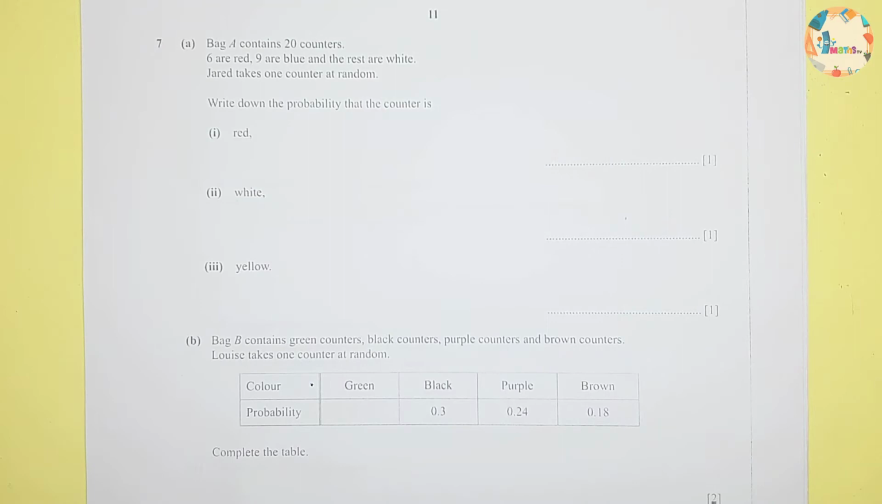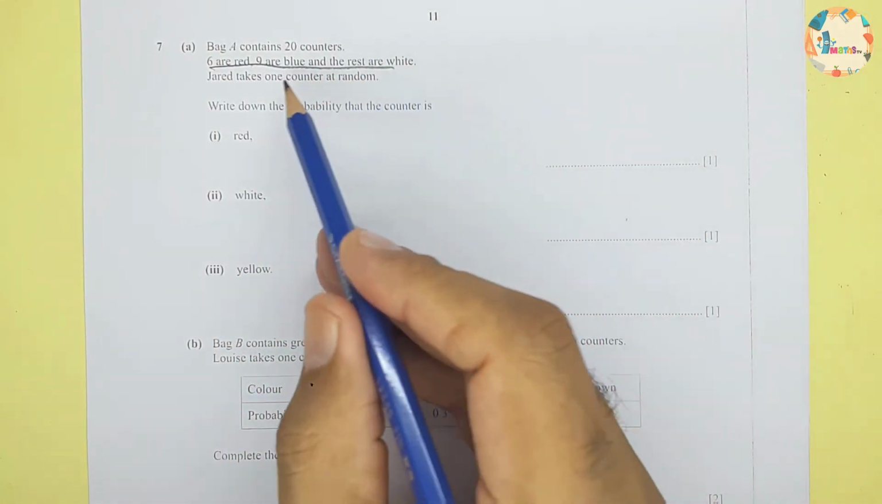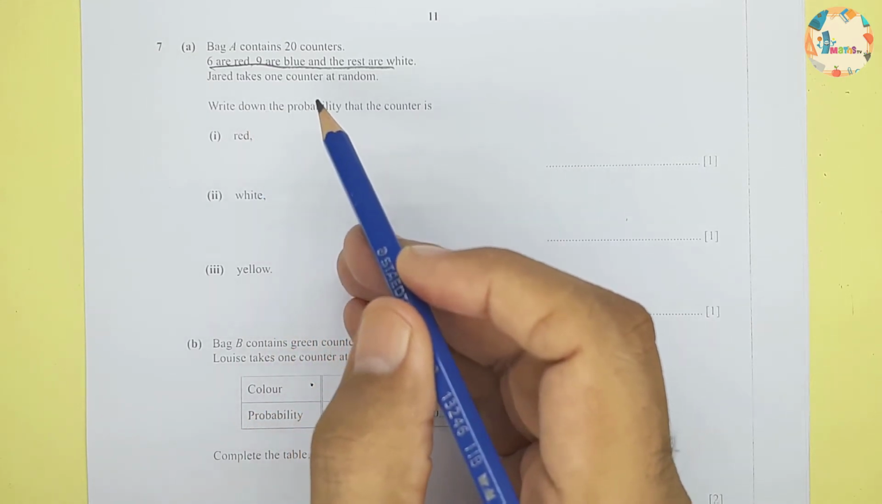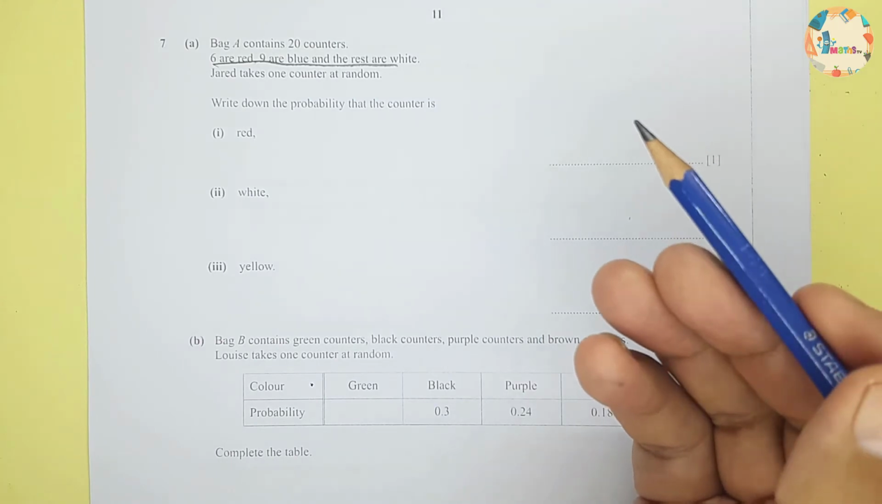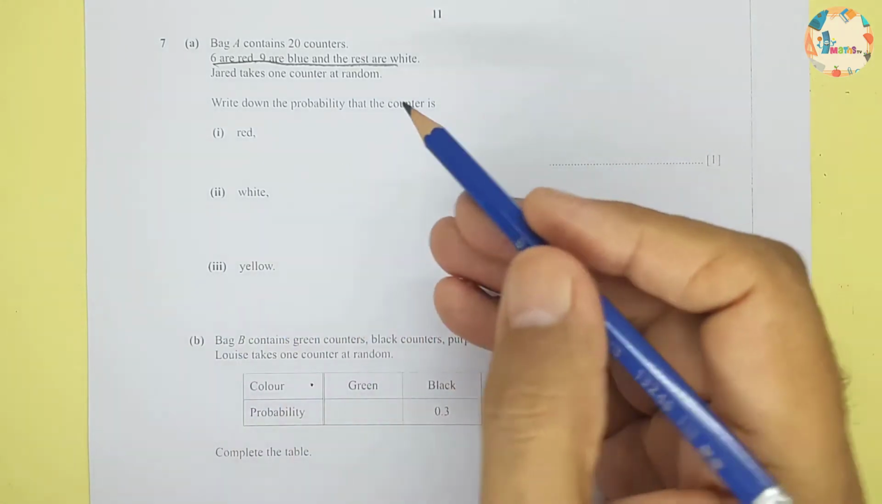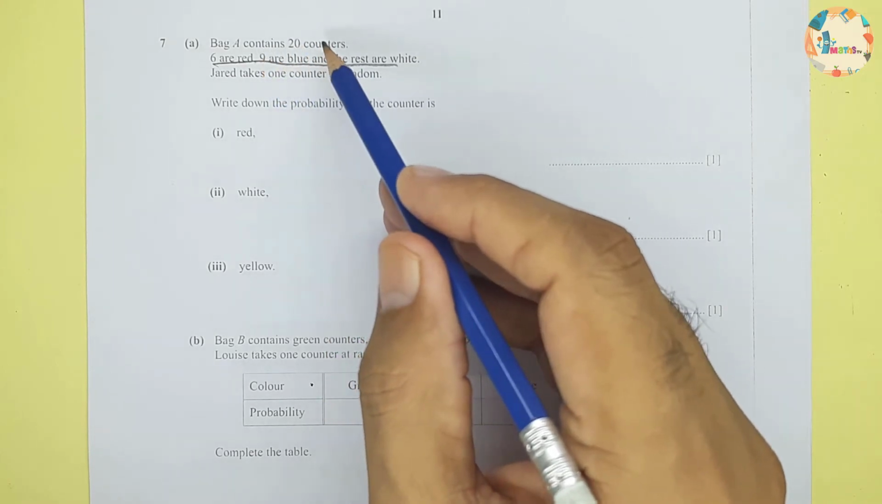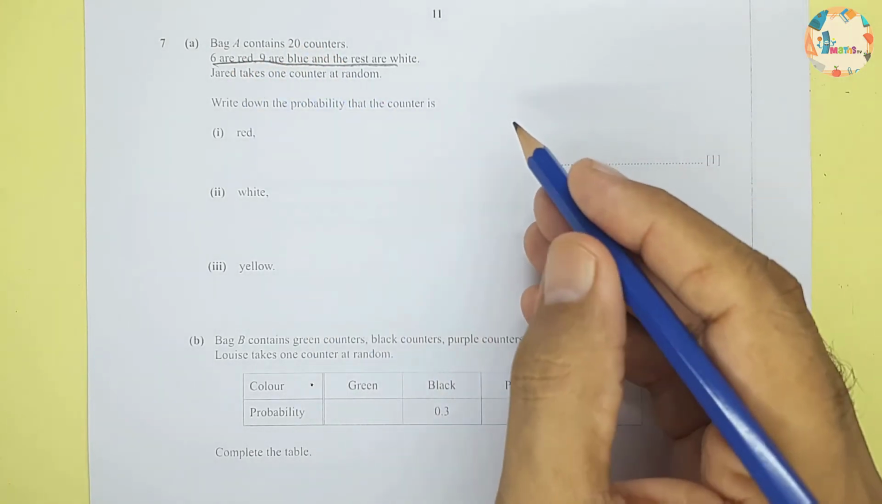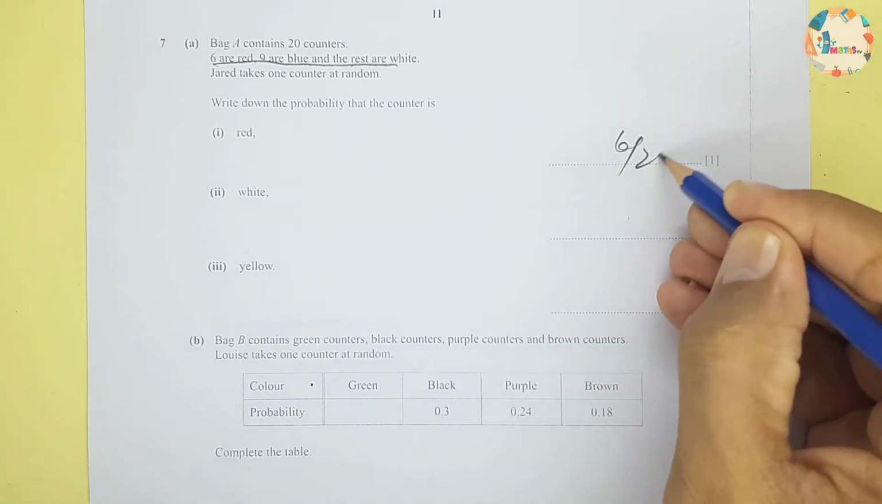Question number 7. Bag A contains 20 counters. 6 are red, 9 are blue and the rest are white. Jared takes one counter at random. Write down the probability that the counter is red. So red are how many in total? Red are 6. So 6 out of 20 will be the probability. So we'll write 6 over 20.